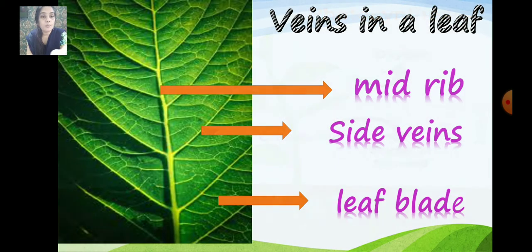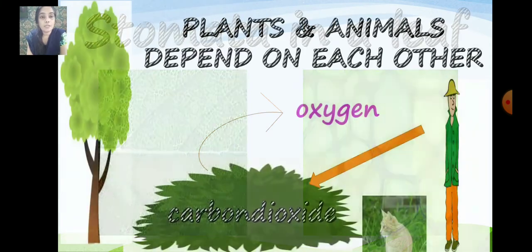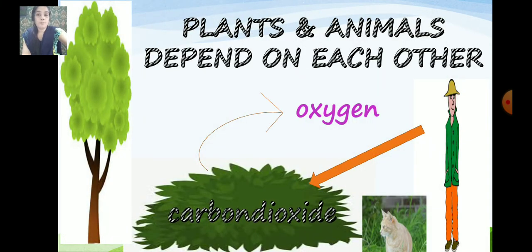Now let us see plants and animals. How do plants and animals depend on each other? Living things, humans and all others, use oxygen from the air to breathe. When we breathe, carbon dioxide is given out.